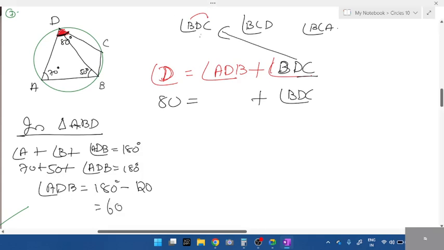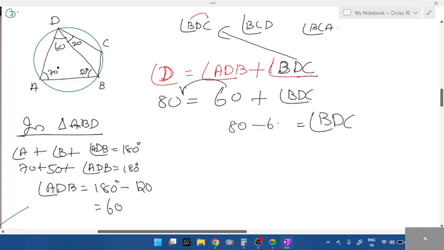60. So if the entire value is 80, students, remember the entire value of D was 80. If this part is 60, what about the other part of D? Yes, the other part is 20. Substitute here. 60. In order to find this, you can use cyclic quadrilateral. Did they ask C? Yes, use cyclic quadrilateral. Good, Aim. 80 minus 60. How much is 80 minus 60? Angle BDC is 20.